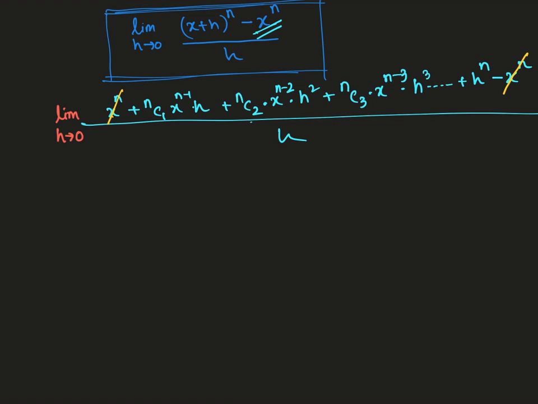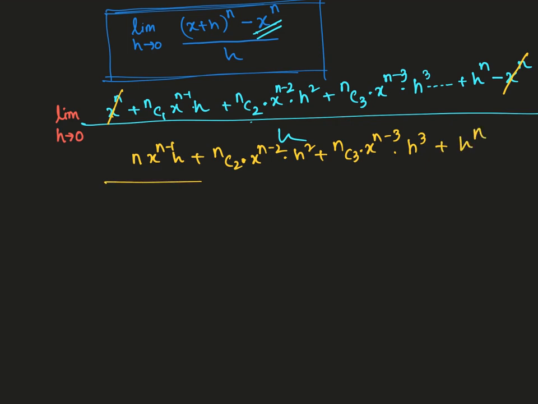So you are left with nC1, which is n, then you have x to the power n minus 1 times h, plus nC2 times x to the power n minus 2 times h squared, plus nC3 times x to the power n minus 3 times h cubed, and at the end you have h to the power n, divided by h, right? And of course you have to give the limit again, because this is the most essential part.